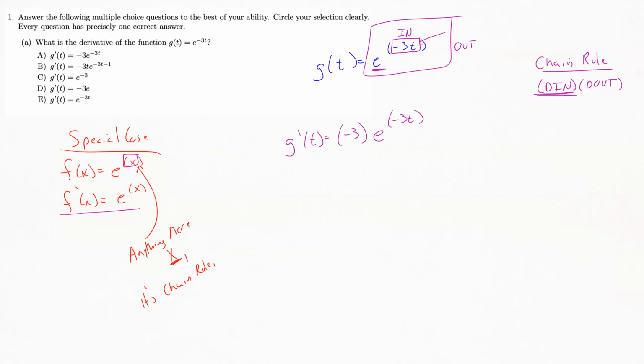So it's going to follow this rule down here, and it's just going to stay the exact same. So that's our final derivative, and then we go over and look for our answer, and our answer would have been option A.